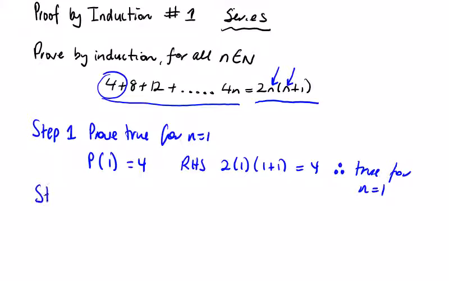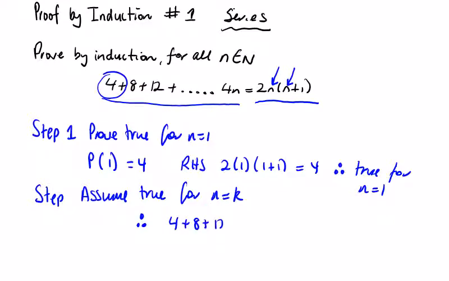Now step 2, we assume true for n is equal to k. We're going to change n to k. So it's true for n is equal to k. Therefore we get our series, just with k instead of n, 4 plus 8 plus 12 plus ... plus 4k is equal to 2k by k plus 1.